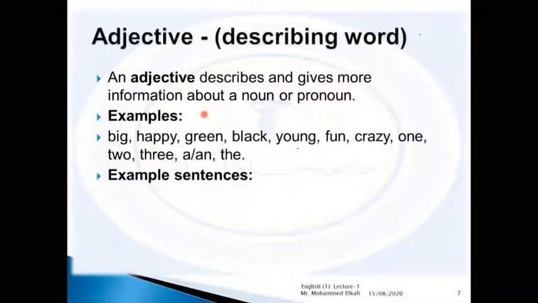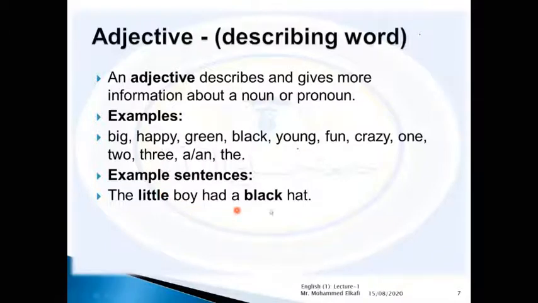Let's take some example sentences. The little boy had a black hat. Little describes boy. And the also describes boy; that means a definite noun. And had a black hat.